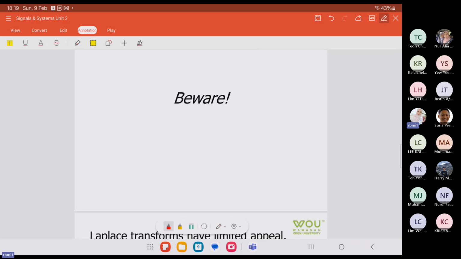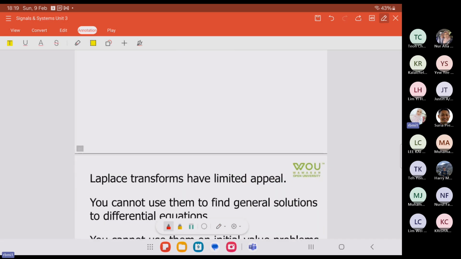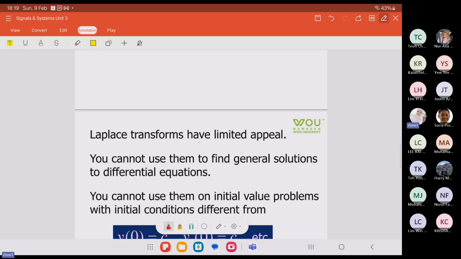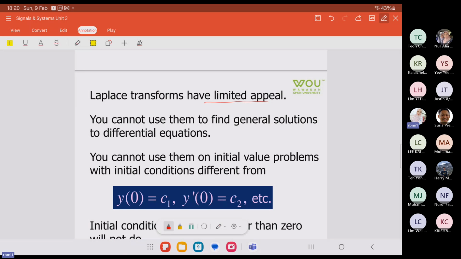But beware that in some contexts, especially when dealing with purely numerical simulations or when a system is better analyzed in the time or frequency domain, we have limited appeal for the Laplace transform. We cannot use it to find general solutions to differential equations, and also cannot use it on initial value problems with initial conditions in different forms of values. However, the Laplace transform remains useful, normally when we apply it to control systems.